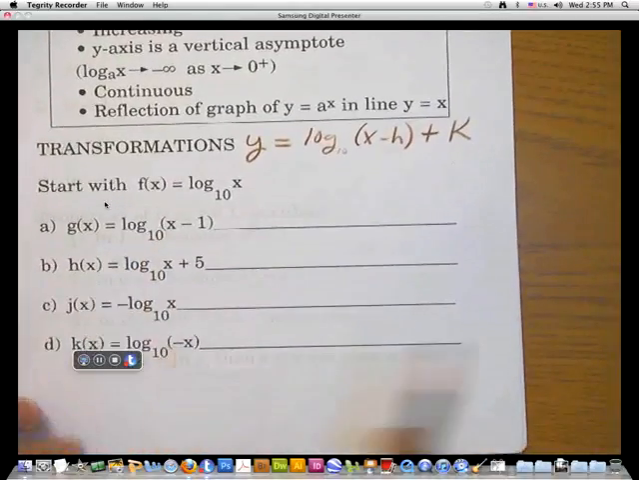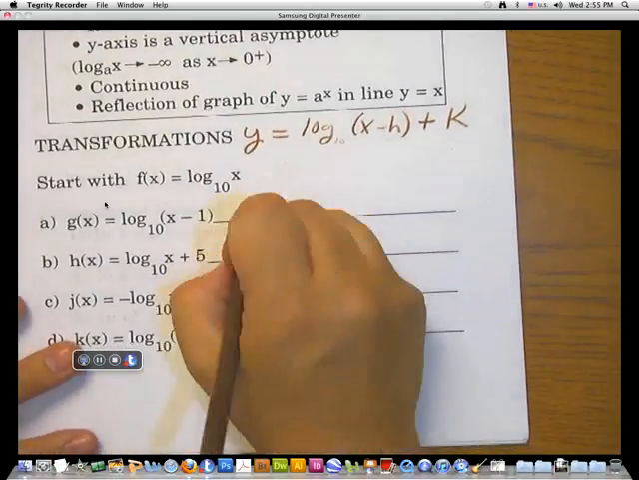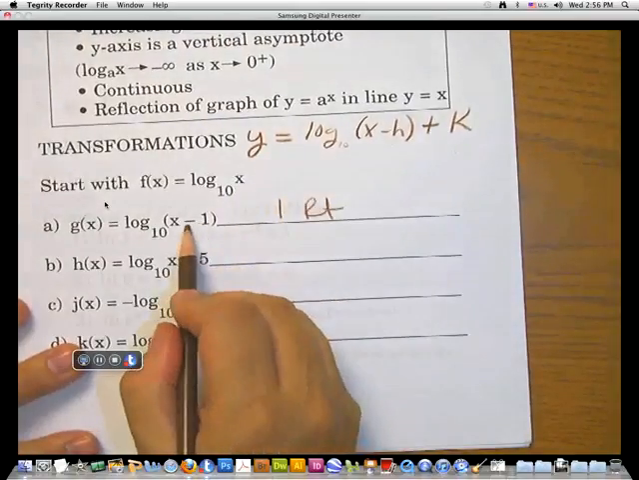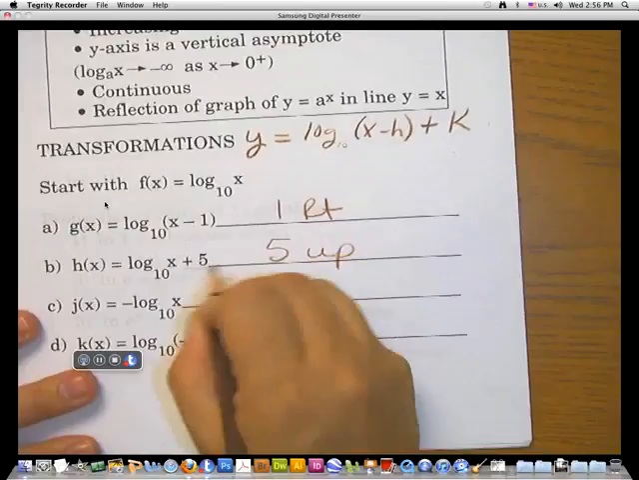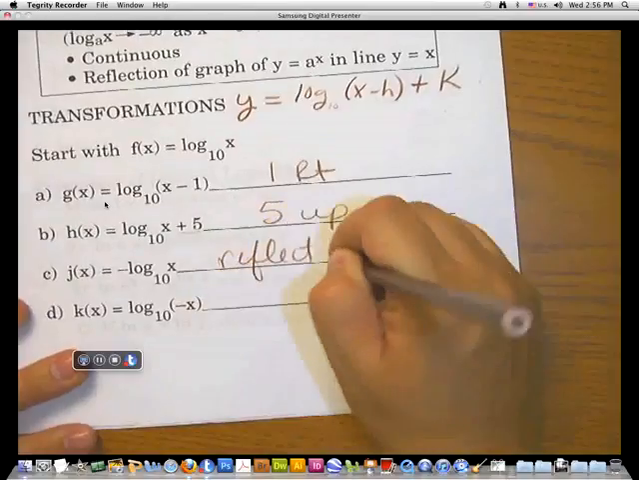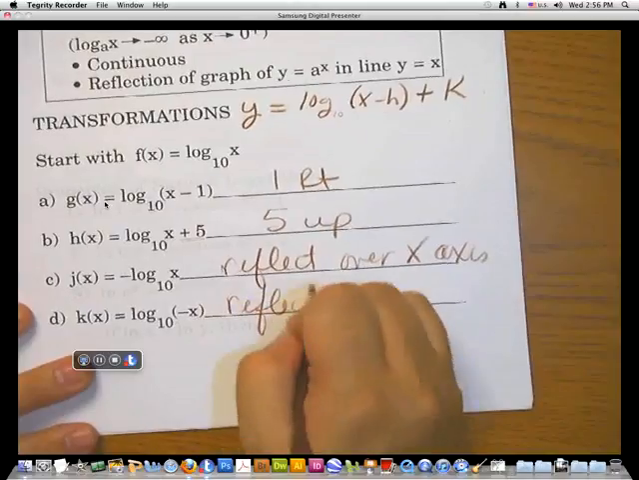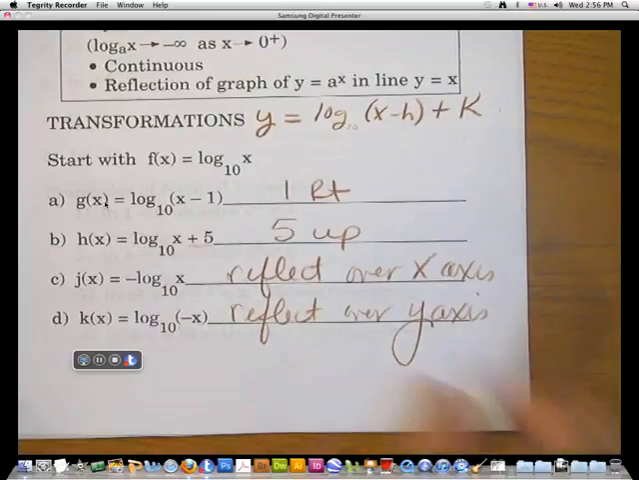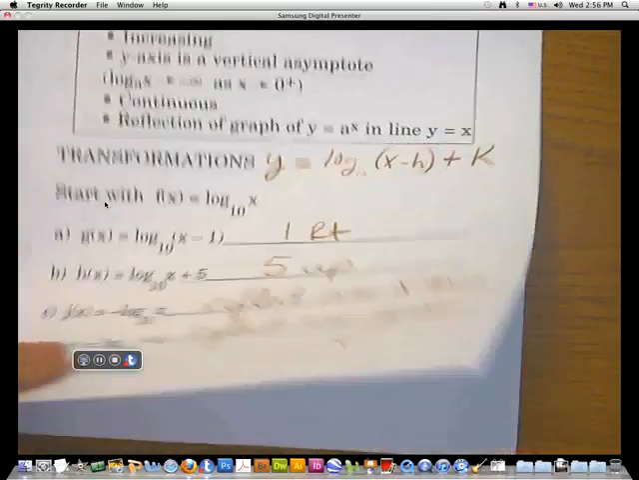So when I look at my examples down here, I know my original graph is going to shift 1 to the right, 1 opposite sign. This is outside of the parentheses, so it's my k, it's going to go 5 up, same sign, positive. The negative function is going to reflect over the x-axis, and the negative x means we're reflecting over the y-axis. So all of our transformations are staying consistent and staying the same, just like we've been doing on every single one of our graphs.